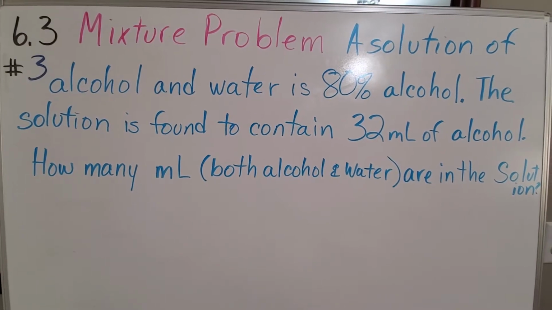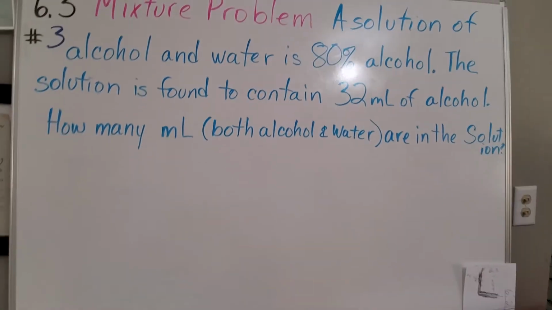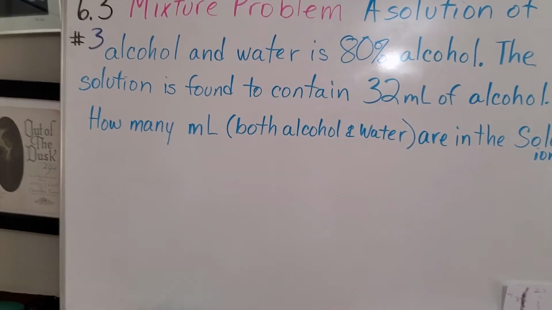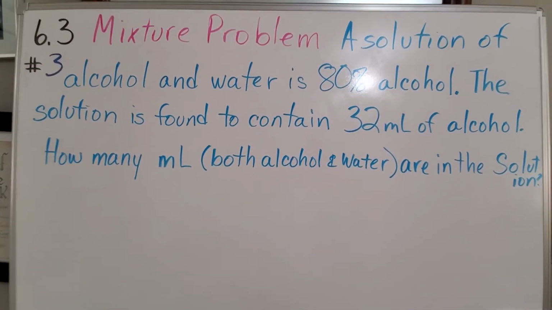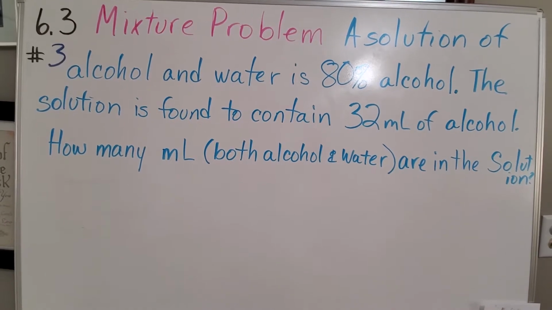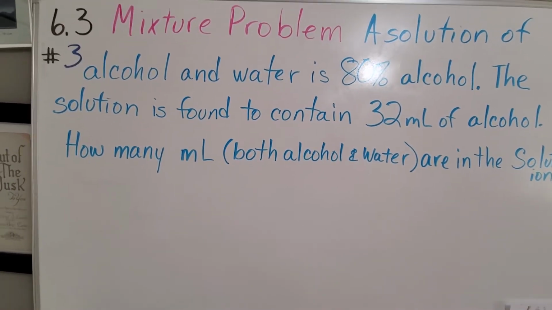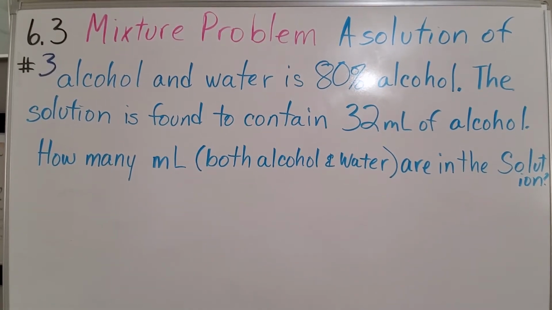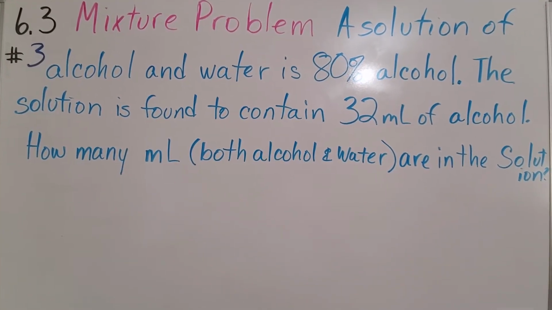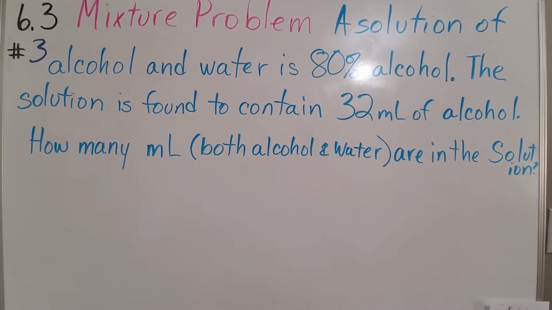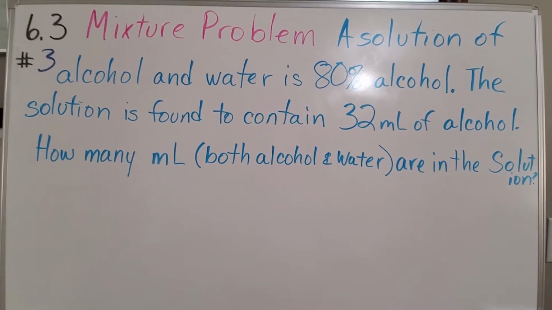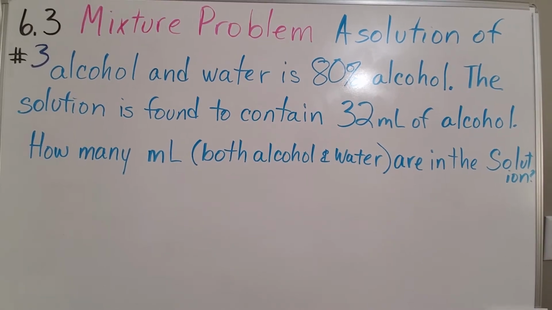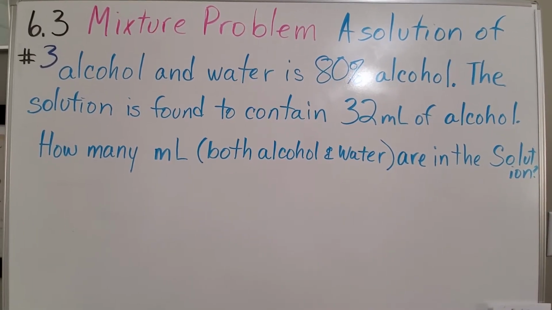That's our information that they've given us. So we want to take the information, sorry about the glare, and then put it into a problem. And this is what we want to find out. This is how we're going to set up our problem. How many, that's our unknown, milliliters, both alcohol and water, are in the solution? So we need to read the problem a couple of times and think, what is it asking us? How can I write it in math?